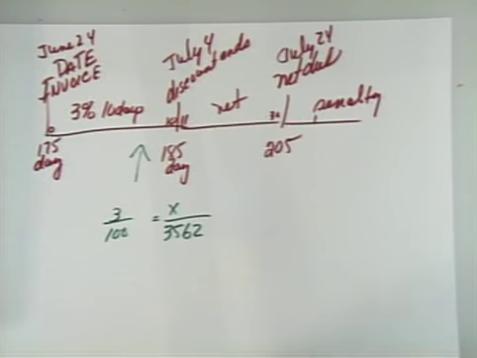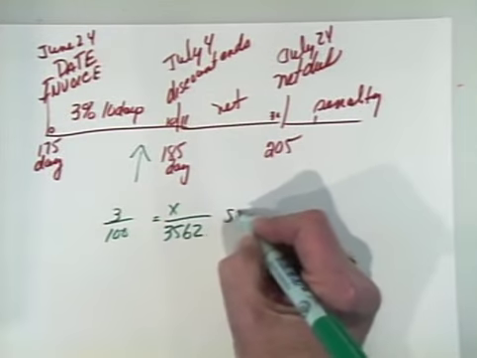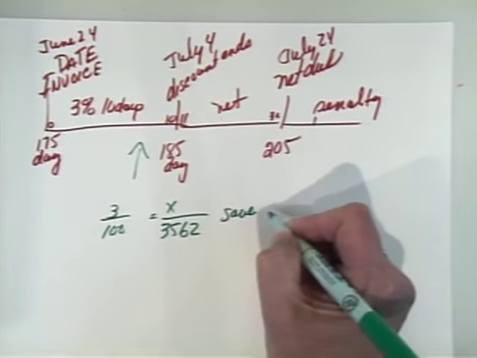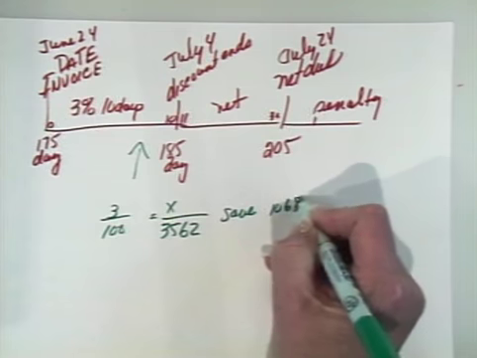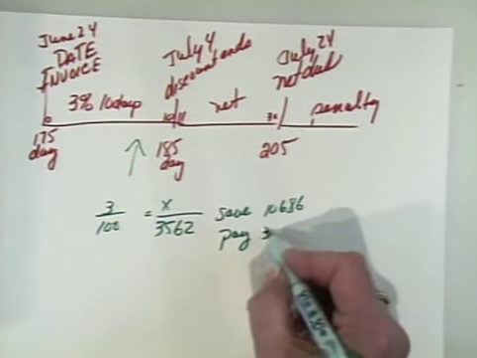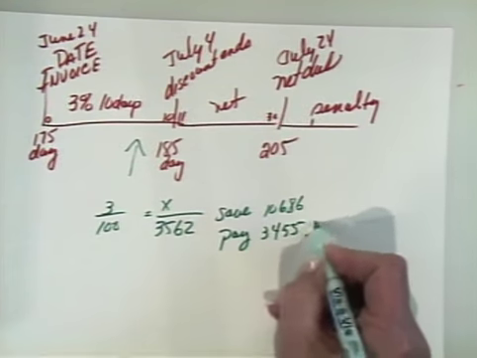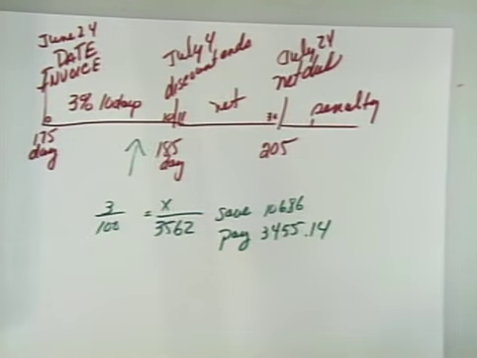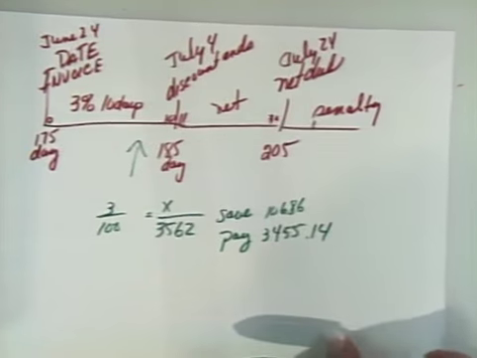That would come up with how much I save, yes? How much do I save? 106.86. And how much would I then pay? 3,455.14.